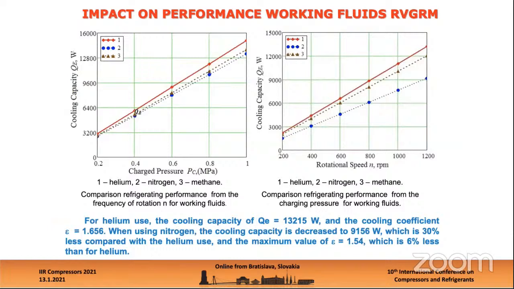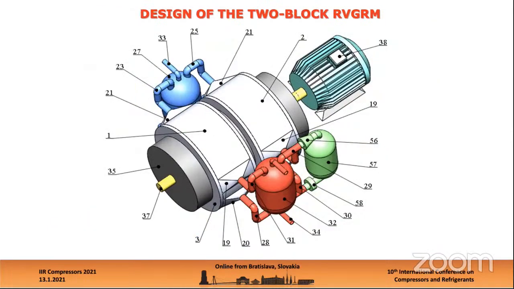When using nitrogen, the cooling capacity is decreased to 9156 watt, which is 30% less compared with the helium use, and the maximum value of E equals 1.54, which is 6% less than for helium. Due to all these advantages, both CAD systems and key systems were used at the design stage of the rear arm layup. The design of the two-block solid model is presented on the slide.